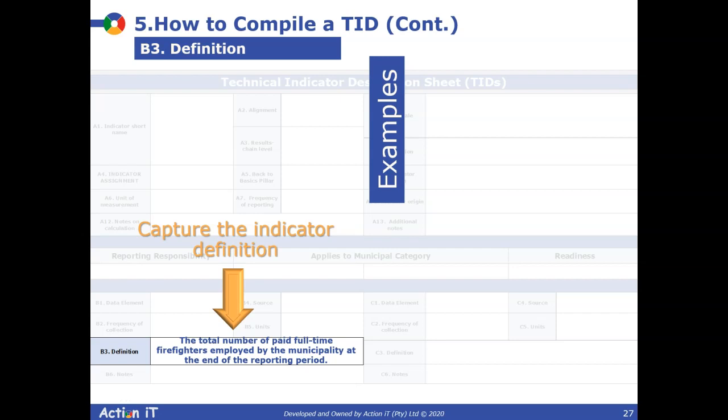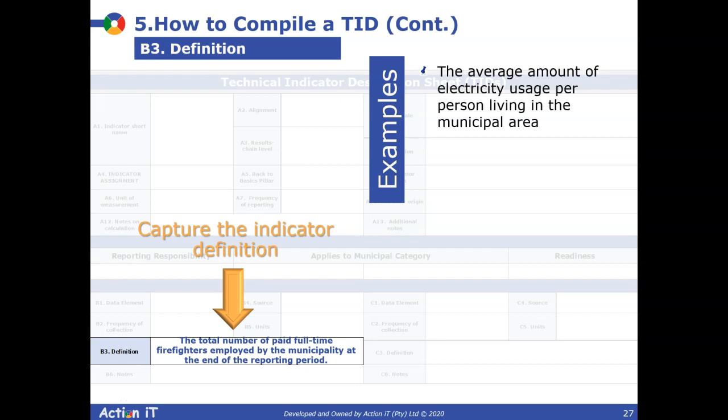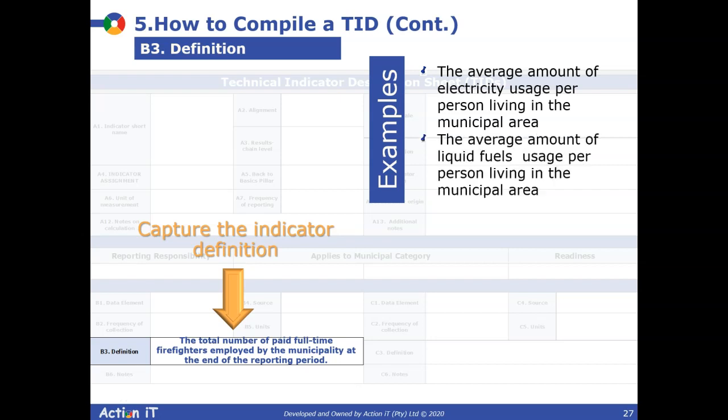Other examples of definitions for other data elements could be the average amount of electricity usage per person living in the municipal area, the average amount of liquid fuel usage per person living in the municipal area, or a sum of capacity available from renewable IPP.